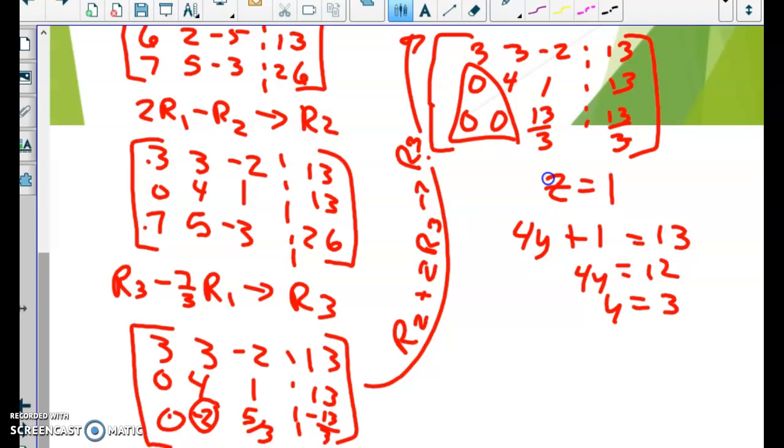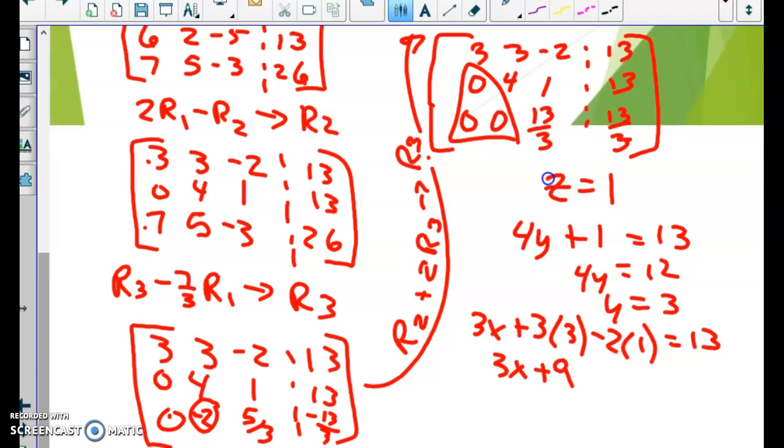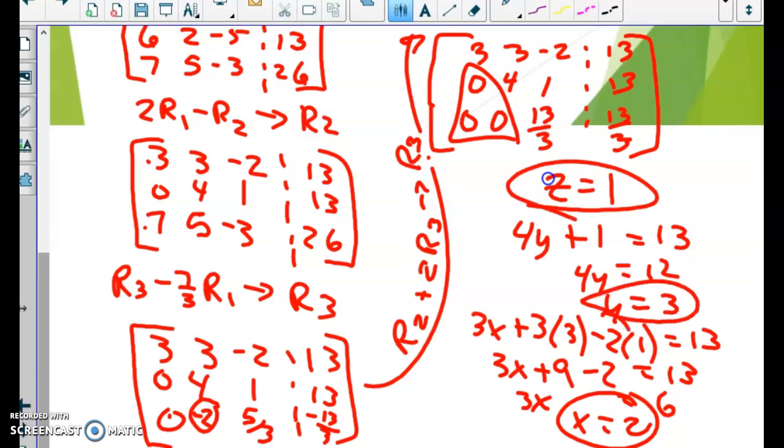Y must be 3. And then I can put into the top equation: 3x plus 3 times 3, which is the y, minus 2 times 1, which is the z, is equal to 13. And I get 3x plus 9 minus 2 equals 13, or 3x, by subtracting 7 from both sides, I get a 6 over there, which gives me an x of 2. So I get x of 2, y of 3, z of 1. And the way to write that, because it's a point in 3-space, is (x, y, z).